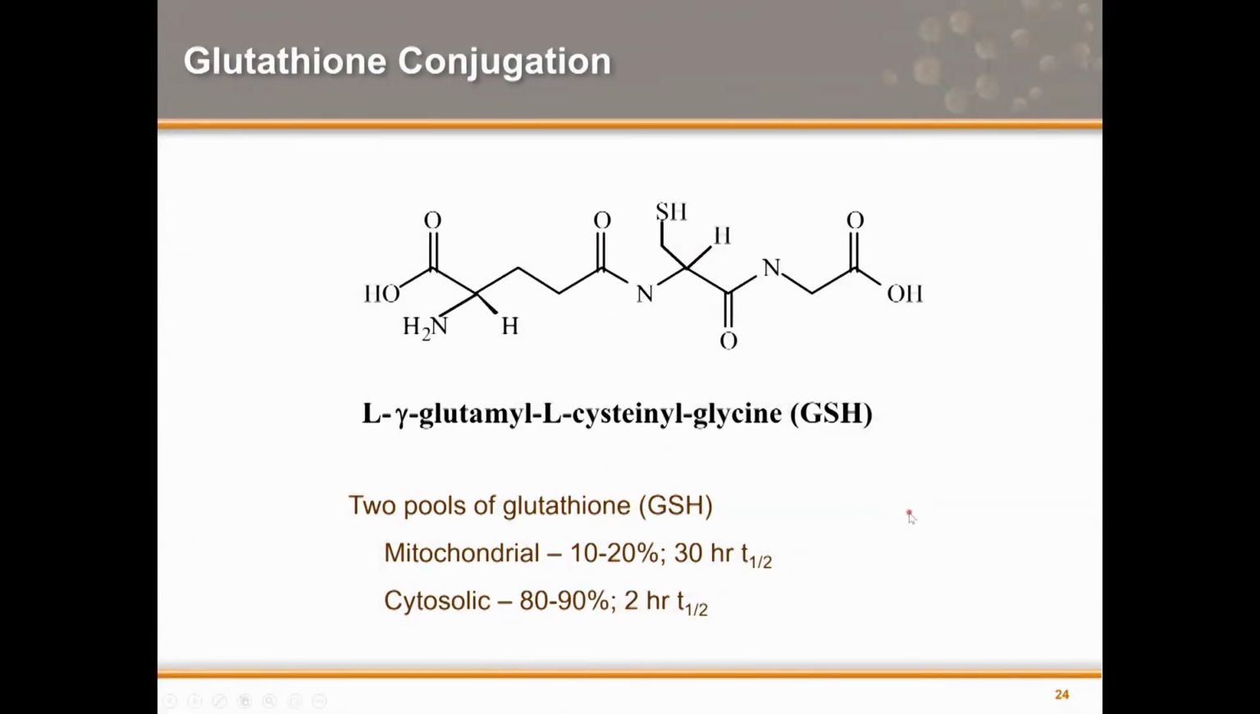There are actually 2 pools of glutathione within our cells. There's a smaller mitochondrial pool that has a long half-life, but most of the glutathione is found in the cytosol. This is the glutathione that's important for drug conjugation, and it has a relatively short half-life of 2 hours.